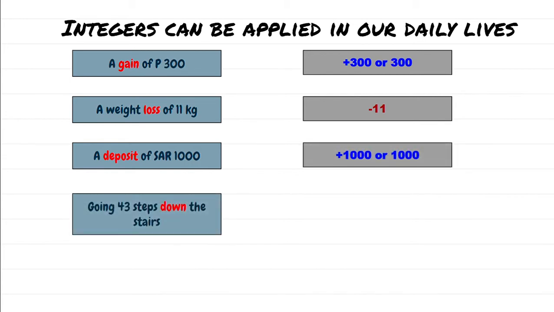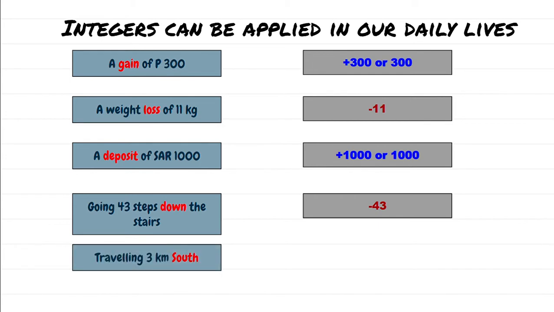Going 43 steps down the stairs. Our clue word here, down, means that this is a negative integer. Negative 43. And traveling 3 kilometers south. Our clue word south also means this is a negative integer. Negative 3.